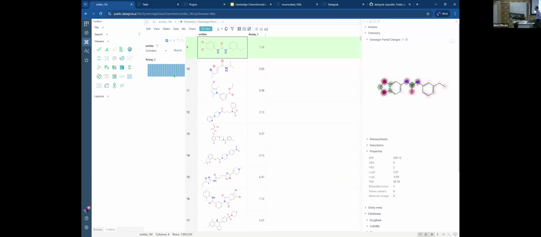So thank you for the talk. I just want to ask, from the perspective of a young researcher, how do you identify the niche within the area of cheminformatics and software, and how did you conceive the idea of Datagrok?